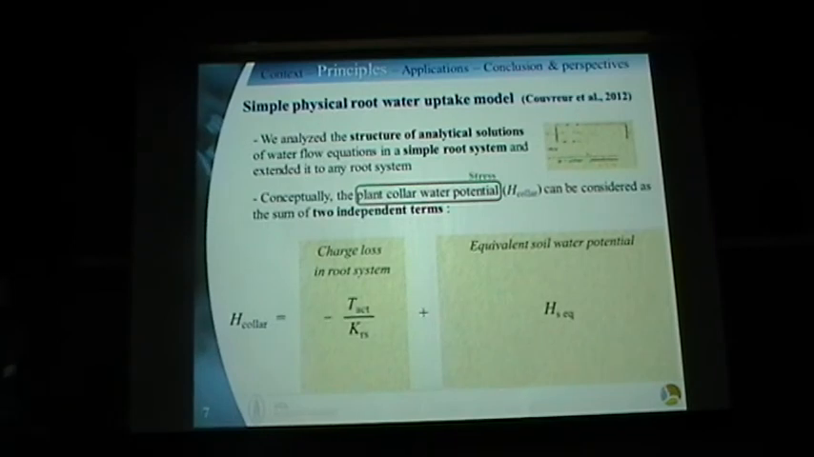So we did the same exercise, but for the collar water potential, which we use for prediction of water stress. And we realized that it was equal to the sum of what we call the equivalent soil water potential and the charge loss in the root system due to the transport of water through the root architecture. This charge loss is proportional to the actual transpiration and inversely proportional to the third parameter, which is the whole conductance of the root system.